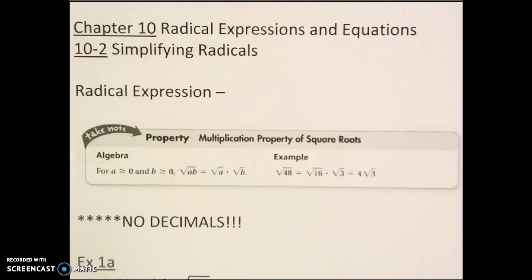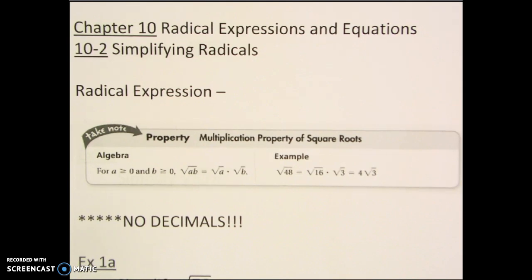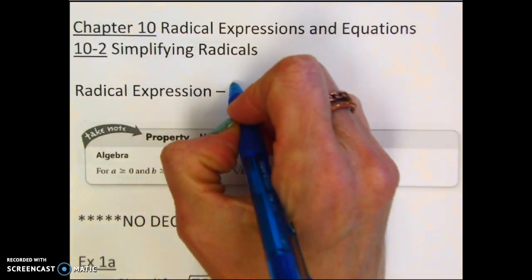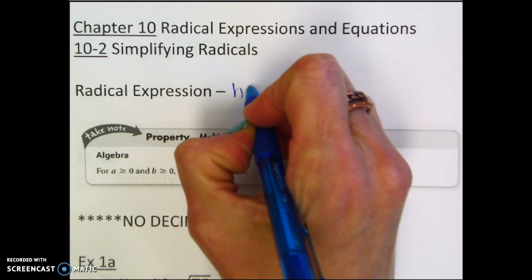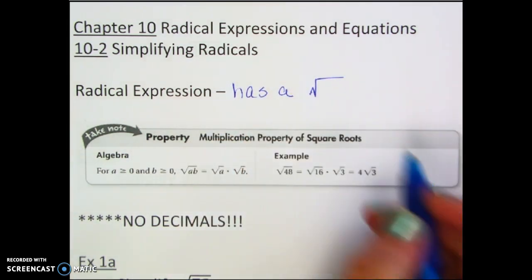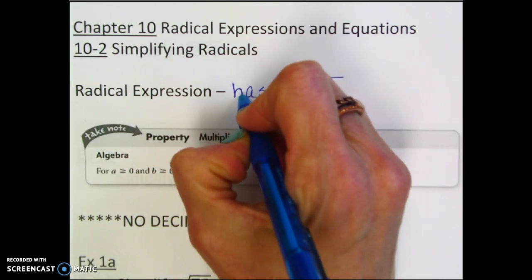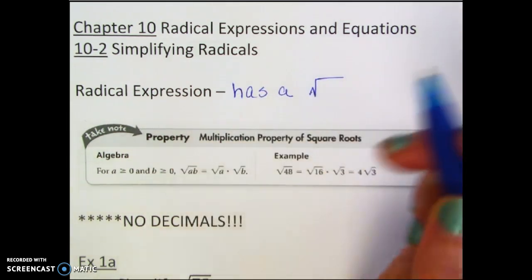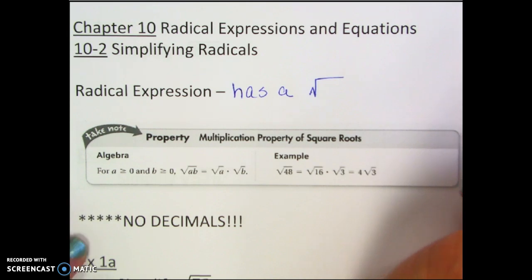Okay, we're going to be looking at Chapter 10, Radical Expressions and Equations. This is Section 10.2, Simplifying Radicals. To start out, a radical expression simply means that we have an expression that has a square root symbol or a root symbol of some type. It doesn't have to necessarily be square root. It could be cube root, fourth root, fifth root.